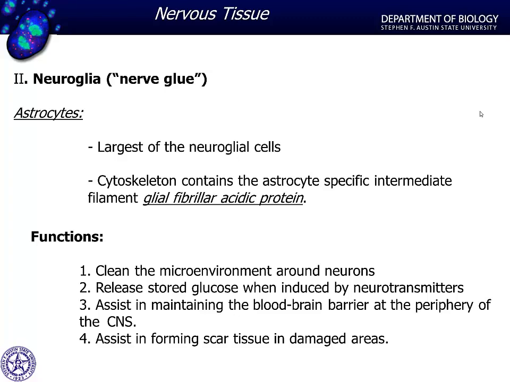So again, the principal function that we have for our astrocytes, we are going to be looking at maintaining that blood-brain barrier in the central nervous system. We're also going to help maintain the microenvironment around neurons. And we're going to be able to also release stores of glucose to the neurons in certain instances.